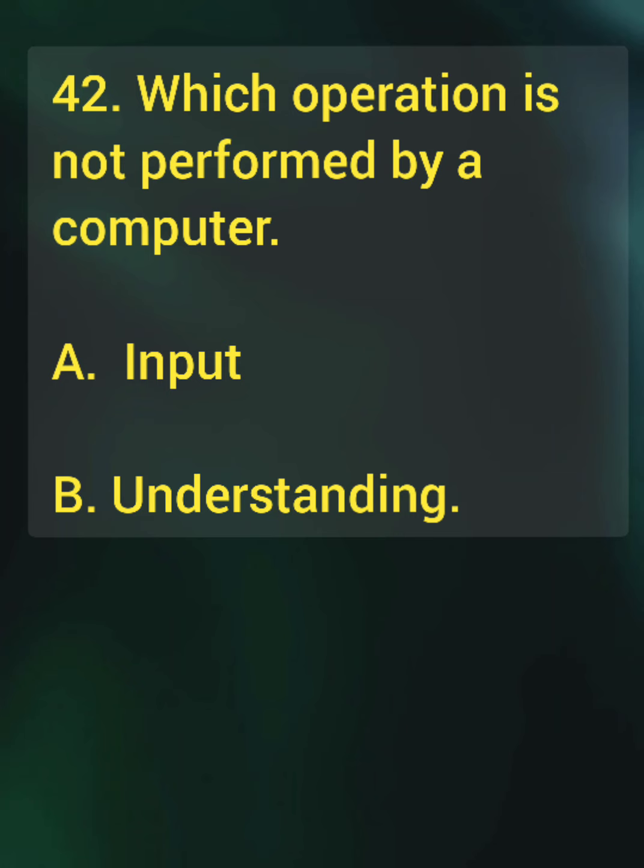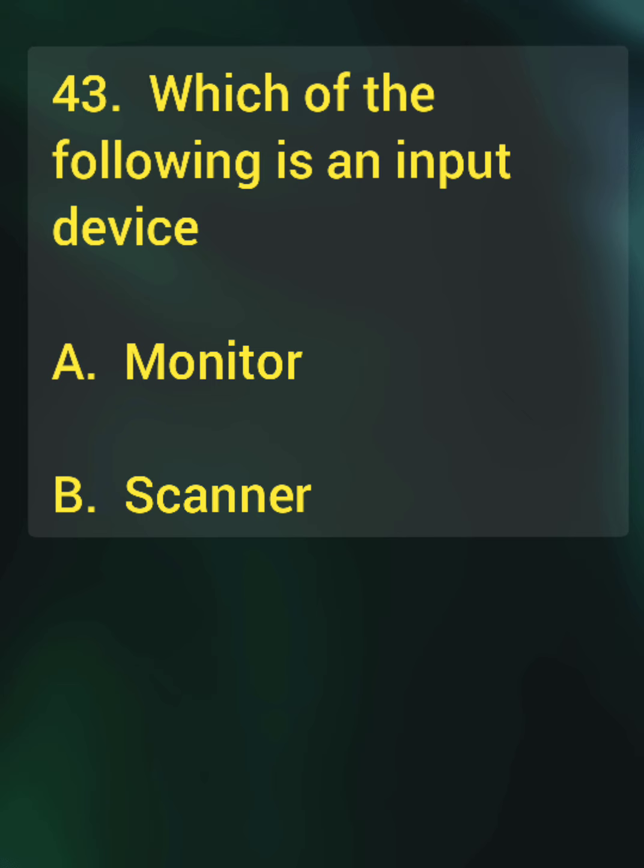Which operation is not performed by a computer? Option A, input. Option B, understanding. And the answer is option B, understanding. Which of the following is an input device? Option A, monitor. Option B, scanner. And the answer is option B, scanner.